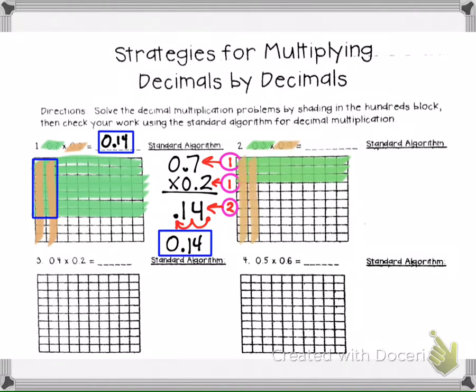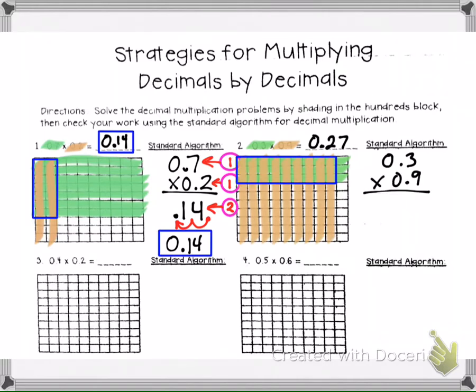So here we go, 1, 2, 3, 4, 5, 6, 7, 8, 9 of those columns. My product is the double shaded section. So that means that I have 9 and 9 and 9. Well, that's going to give me 27 hundredths. And if I do that with the standard algorithm, 3/10 times 9/10, 3 times 9 is 27. And then give my 3 bubbles there so that I can fill in the correct number inside.